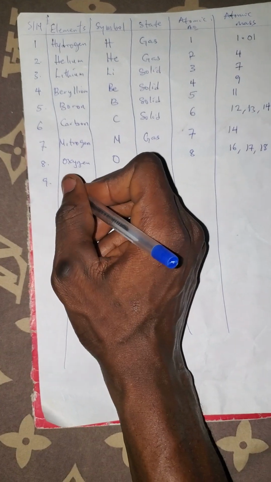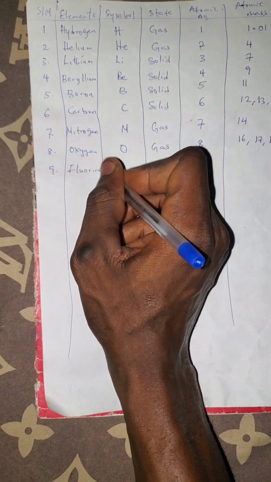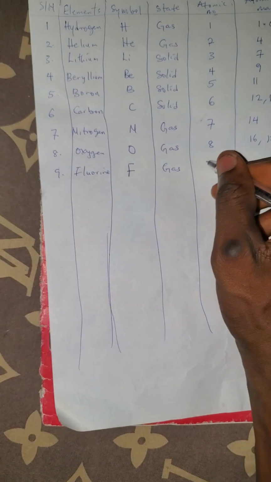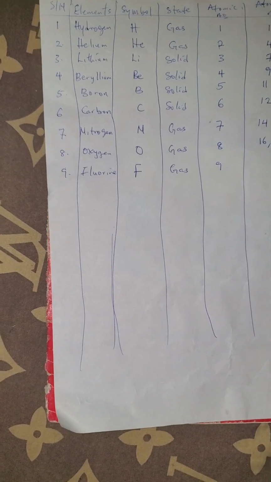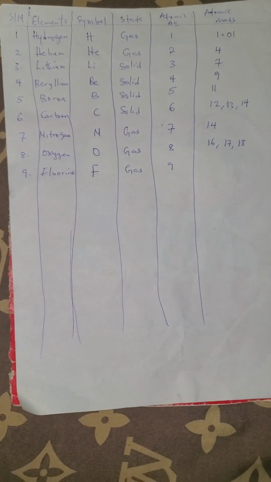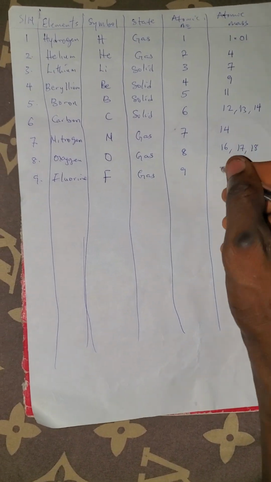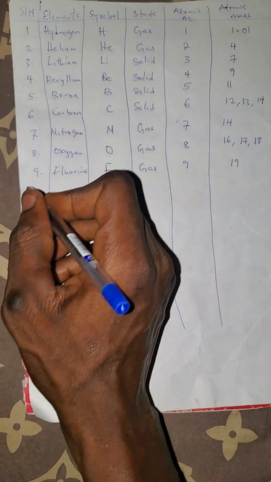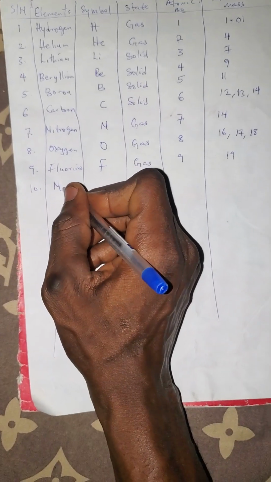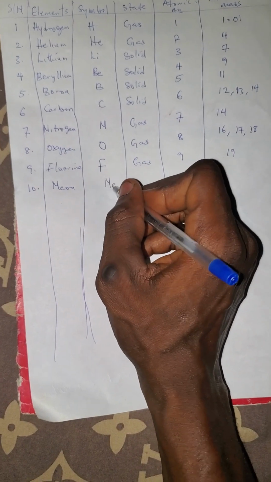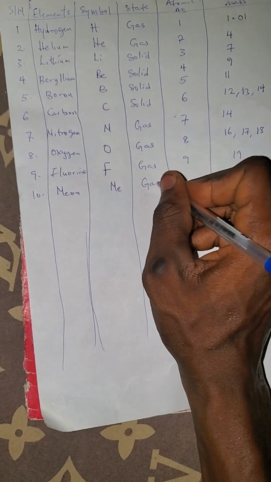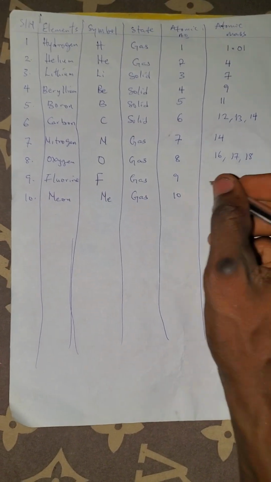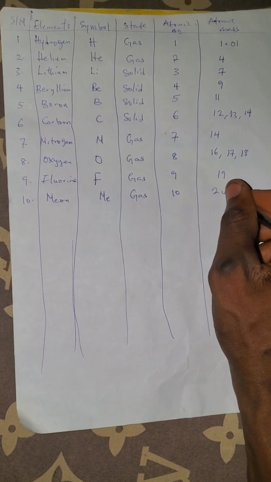Number 9. You have fluorine. Fluorine symbol is F, and it is gaseous in state. Number 9. And it has the atomic mass to be 18.99. So approximately, let us say 19. Number 10, we have neon. Neon is Ne, and it is also gaseous in state. It has the atomic number to be 10 and the atomic mass to be 20.